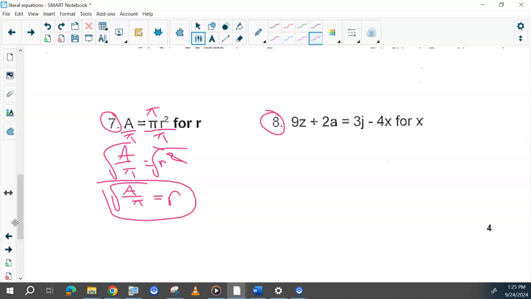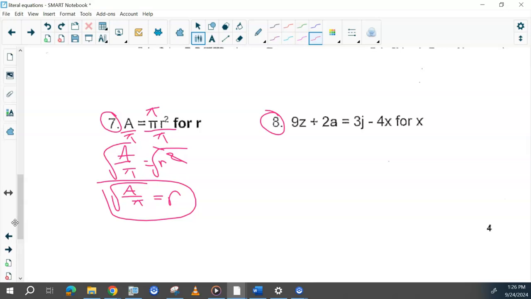So anytime you need to undo something that's squared, you take the square root, and vice versa. That's something we talked about earlier. It depends on the problem what you're solving for. So like in the last problem, we didn't use the square root because we weren't solving for v. We were solving for m. But in this one, because we're solving for r, which is squared, the only way to undo that is the square root.